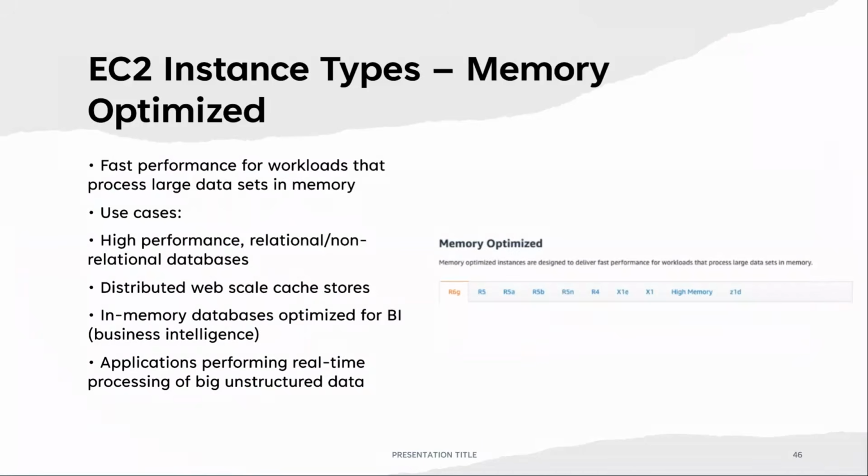Now memory optimized. Basically if you need a lot of RAM, like you want to run an in-memory database, or you want to do things that use a lot of volatile memory, you can use the memory optimized class, and they have some pre-configured instances which you can use. For example, high performance relational or non-relational databases, a highly performing cache, or in-memory databases optimized for BI, business intelligence reporting. If you want those kinds of things, you can use memory optimized.